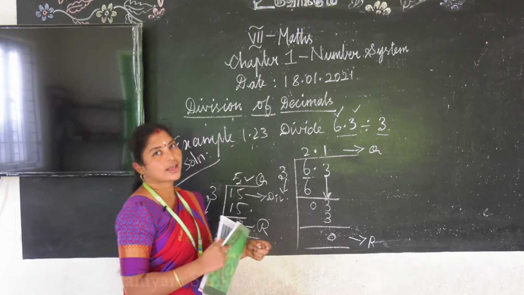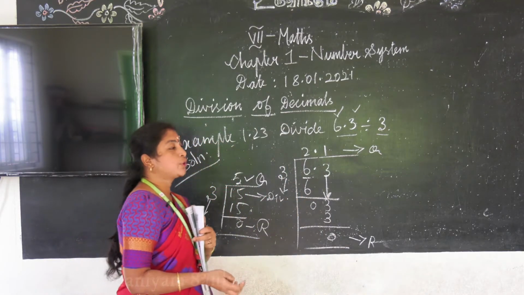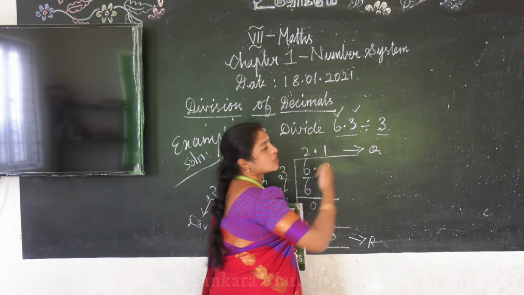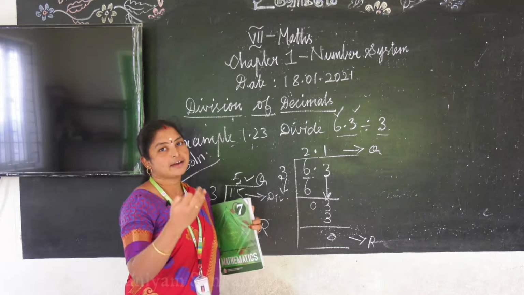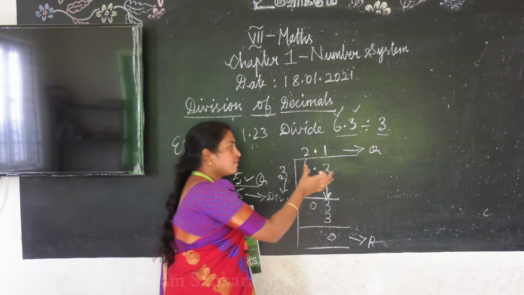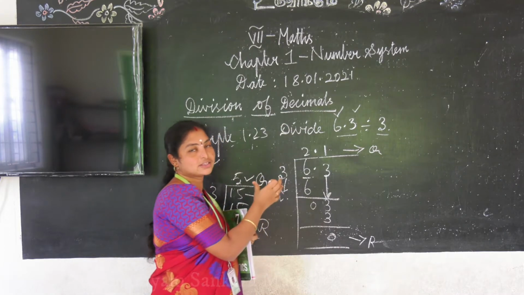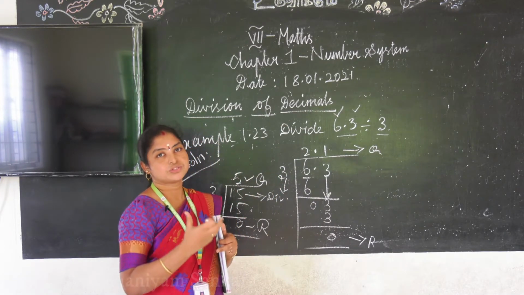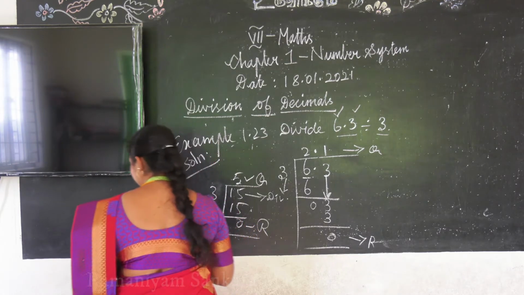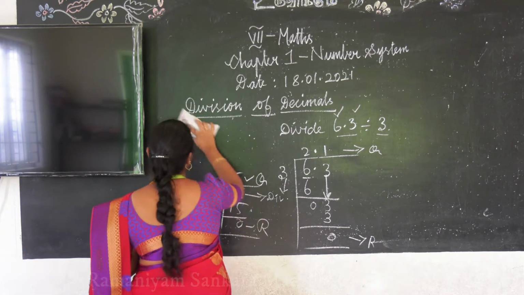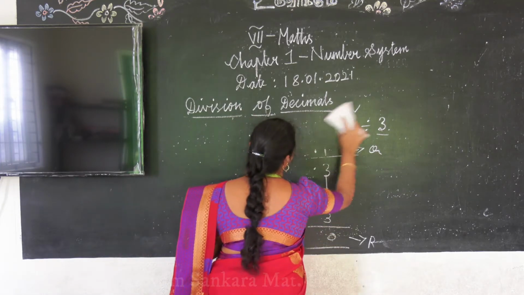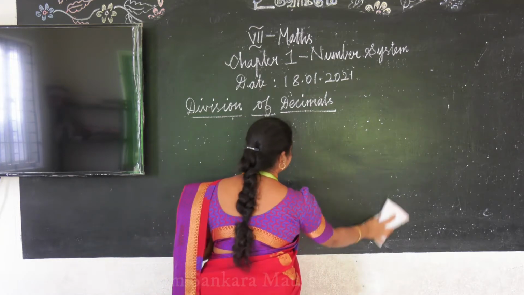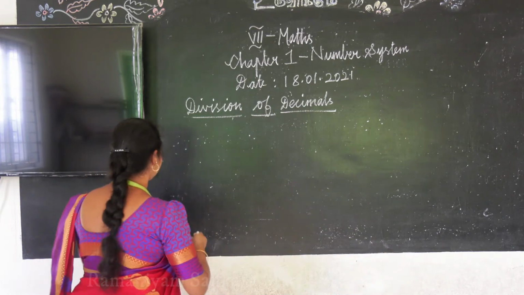The next example is how we are going to divide a decimal number by powers of 10, which means 10, 100, 1000. There is one decimal number, and we are going to divide it by 10, 100, 1000. That is very easy. That is powers of 10, because already you have learnt powers and exponential form in the last classes.